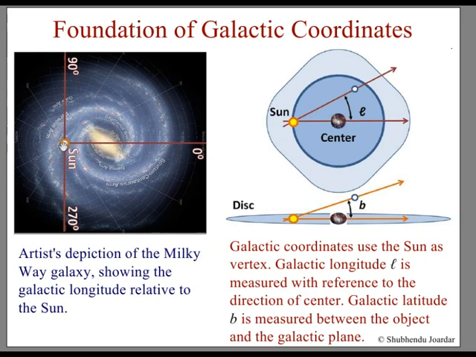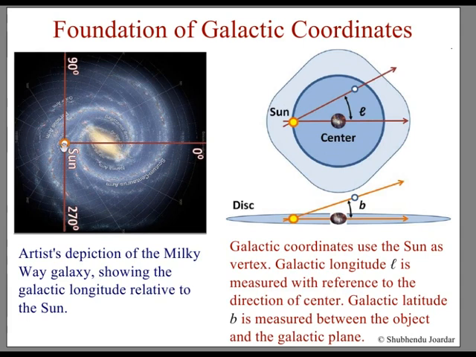Now, when we observe galactic objects, we require a different coordinate system, because the other coordinate systems that we described earlier may become very complicated. So to make things easier, we use a different coordinate system.